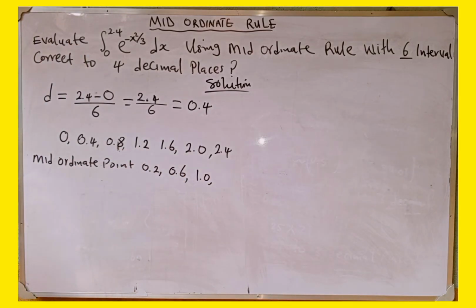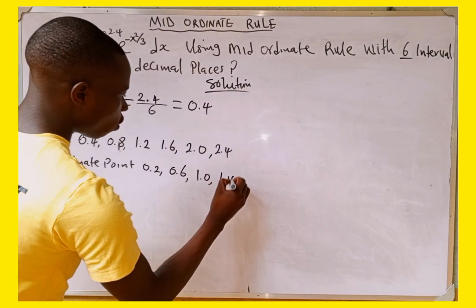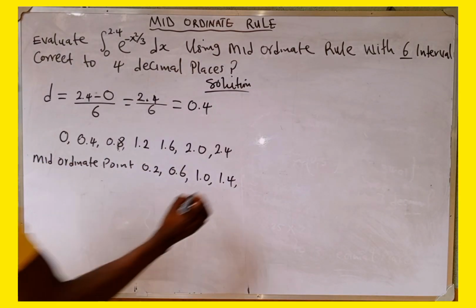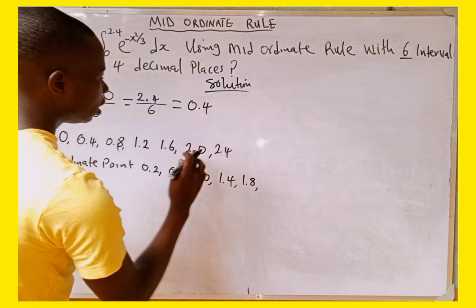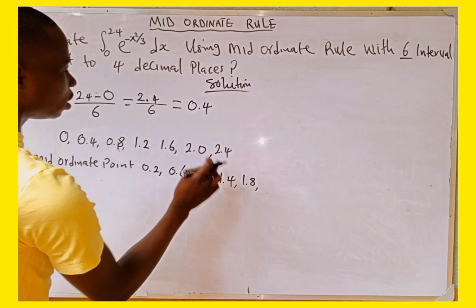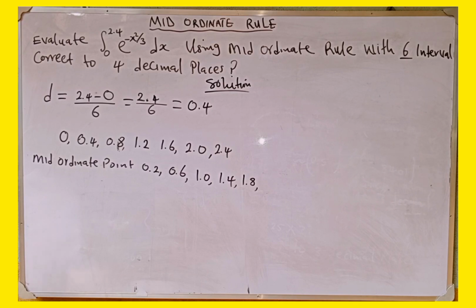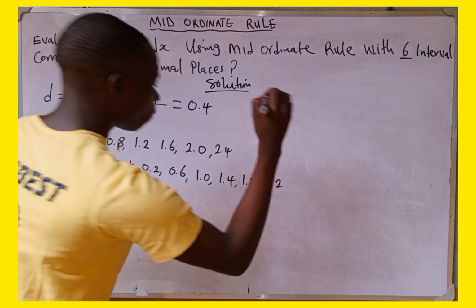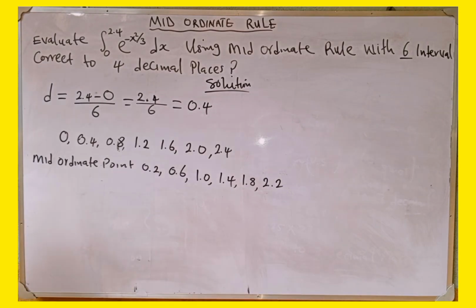Then remove this one. 1.2 plus 1.6, divided by 2, gives us 1.4. Then 1.6 plus 2.0 divided by 2 gives us 1.8. Then 2.0 plus 2.4 divided by 2 gives us 2.2. So here are the mid-ordinate points.